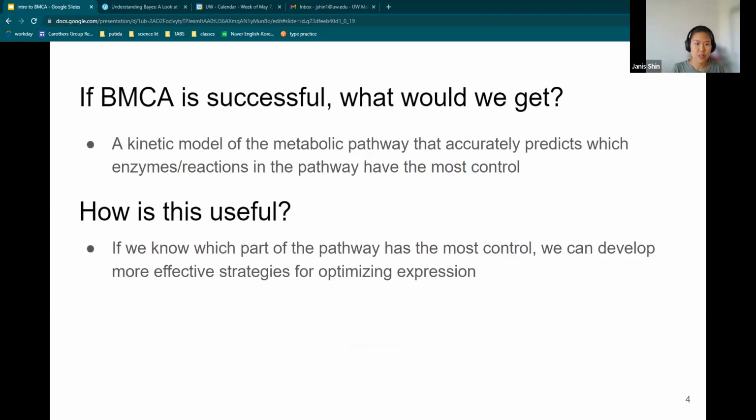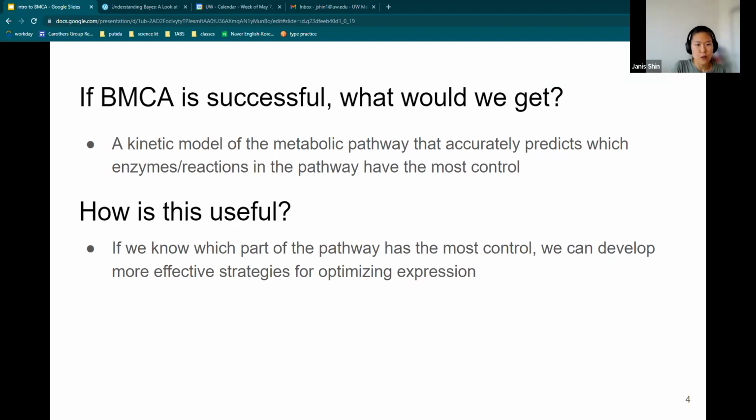So if BMCA is successful, like if we were to run this method, what would we get out of it? Basically we would get a kinetic model of the metabolic pathway that we're interested in. And that would accurately predict which enzymes or reactions in the pathway have the most control. And if we know which parts of the pathway have the most control, we can develop more effective strategies on getting what we want from that metabolism.